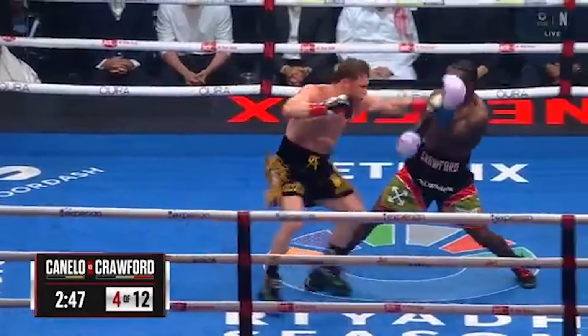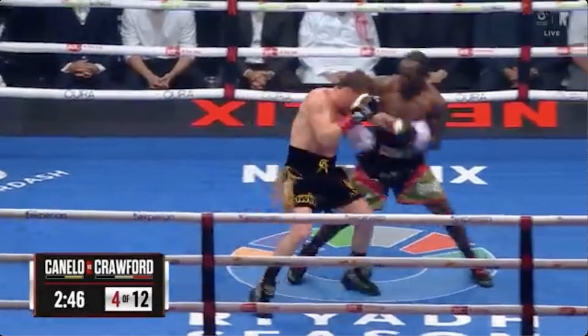Then Crawford seemingly tries to throw a jab, but as you notice, Canelo already has his left arm, which he previously threw his hook with, glued to Crawford's lead hand, with leverage keeping Crawford's lead arm from being able to throw whatever punch he was planning to.